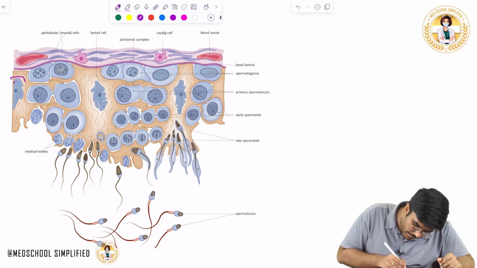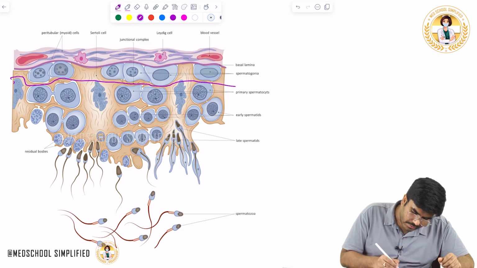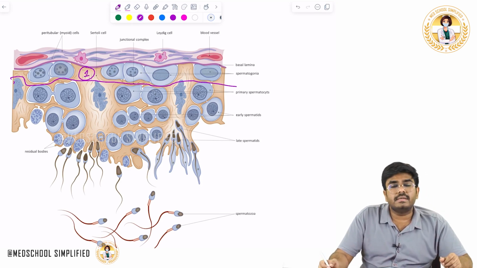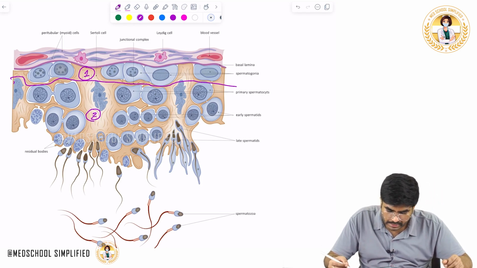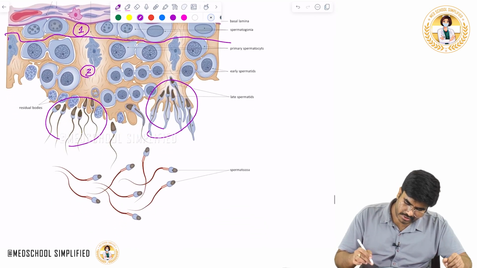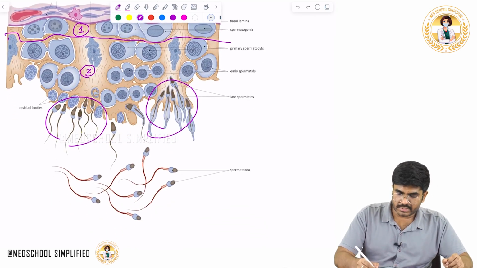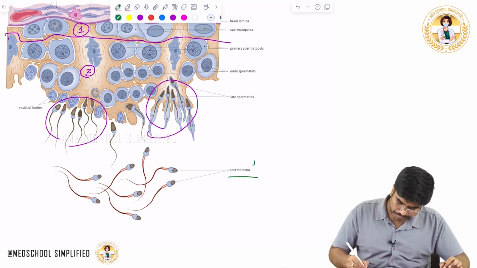So here is the first compartment, that is the basal compartment. Here is the second compartment, that is the adluminal compartment. In the center, the sperms are getting matured from the spermatids to spermatozoa.